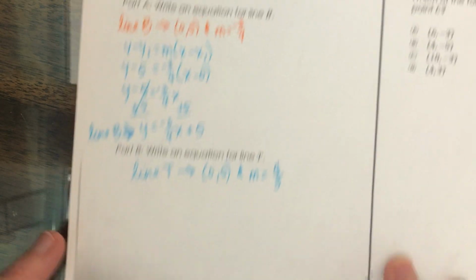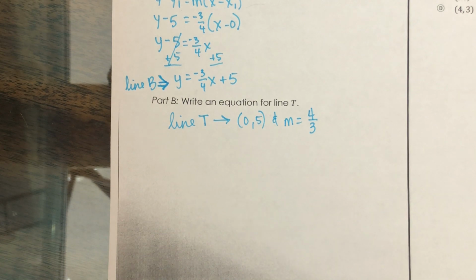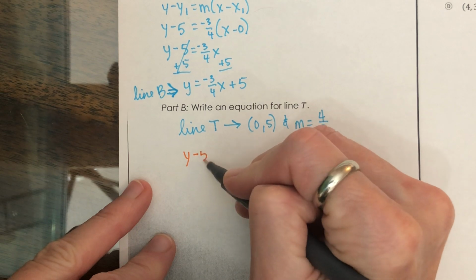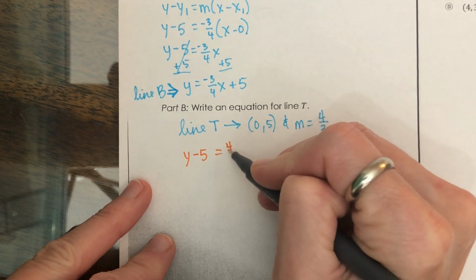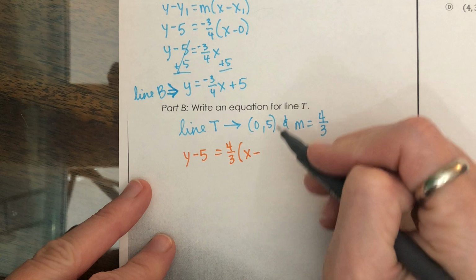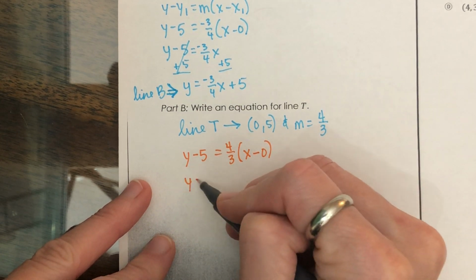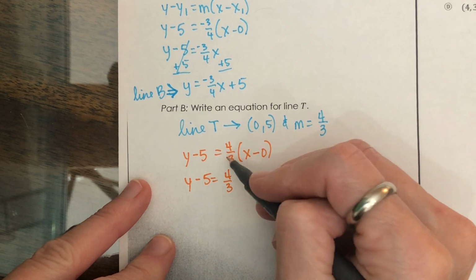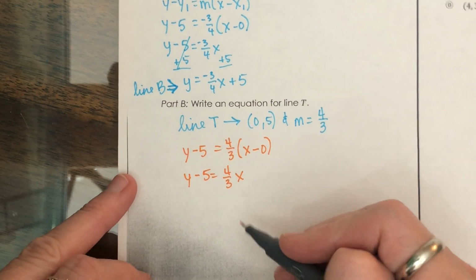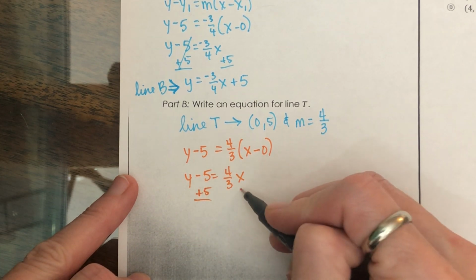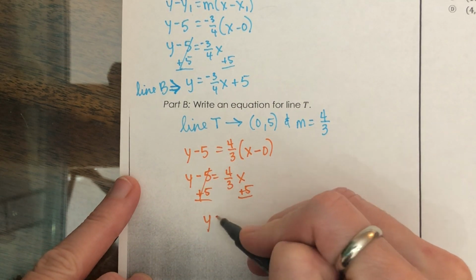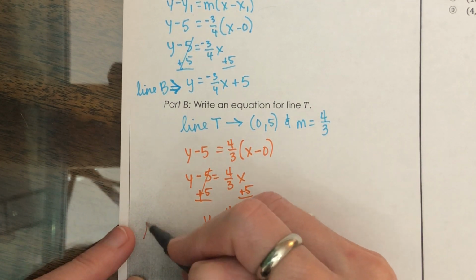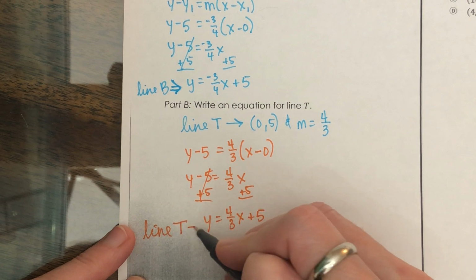And we're just gonna do the same exact process we did before, which is y minus the y coordinate equals slope times x minus the x coordinate. Y minus 5 equals 4/3. Remember, that was just x, so multiply that. There you go. And add 5 to both sides, and you get y equals 4/3 x plus 5. This is the equation of line T.